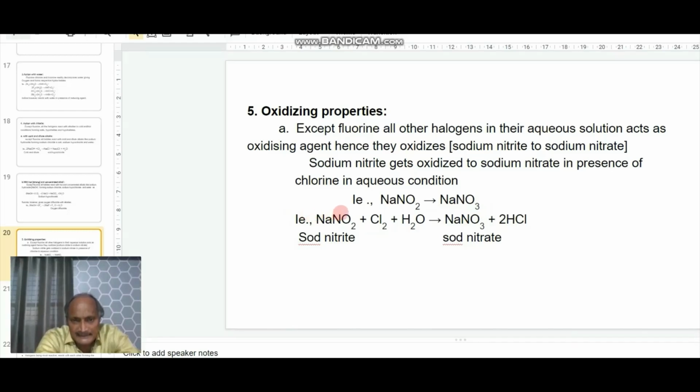1 mole of sodium nitrite, NaNO2, in presence of halogens under aqueous condition, is oxidized to NaNO3, that is sodium nitrate. Here sodium nitrite gets oxidized to sodium nitrate, that is NaNO2 gets oxidized to NaNO3 in presence of halogens under aqueous condition.